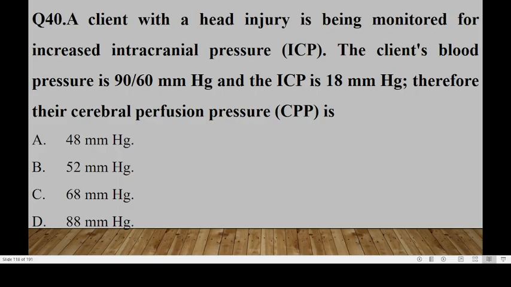A client with a head injury is being monitored for increased intracranial pressure. The client's blood pressure is 90/60 millimeters of mercury and the ICP is 18 millimeters of mercury. Therefore, the cerebral perfusion pressure is, now we get 52 millimeters of mercury.